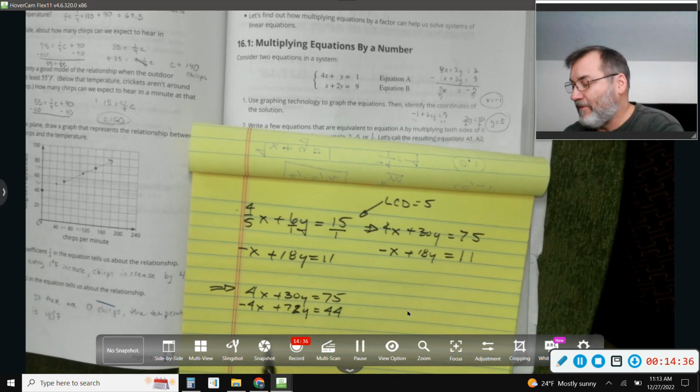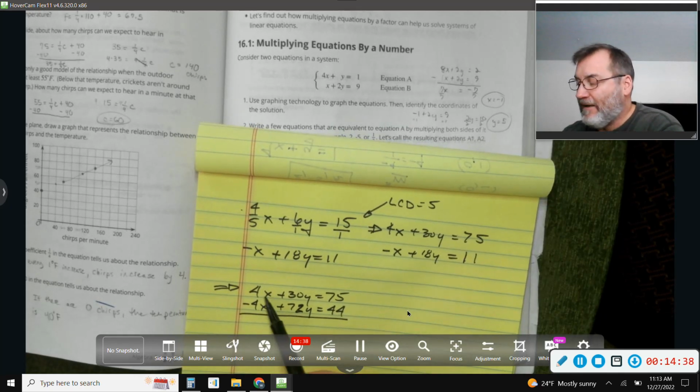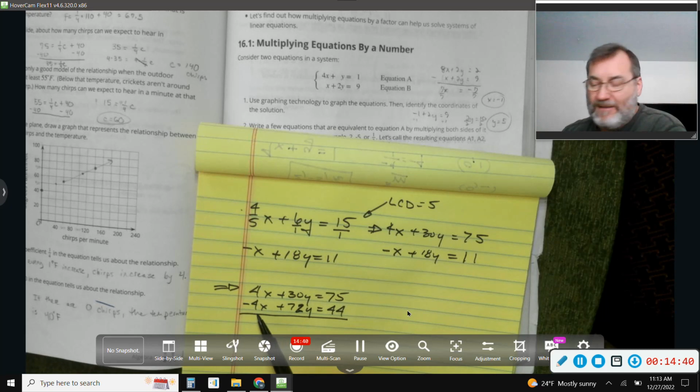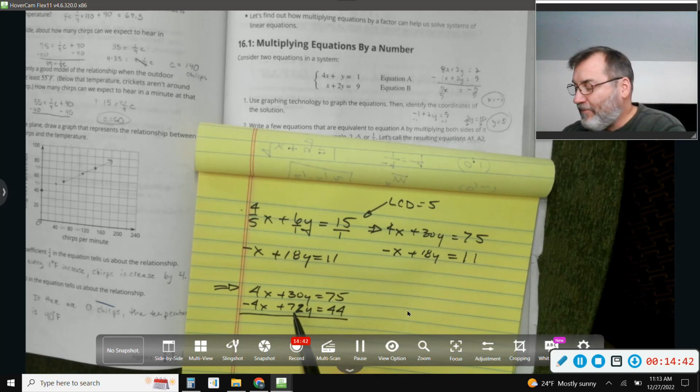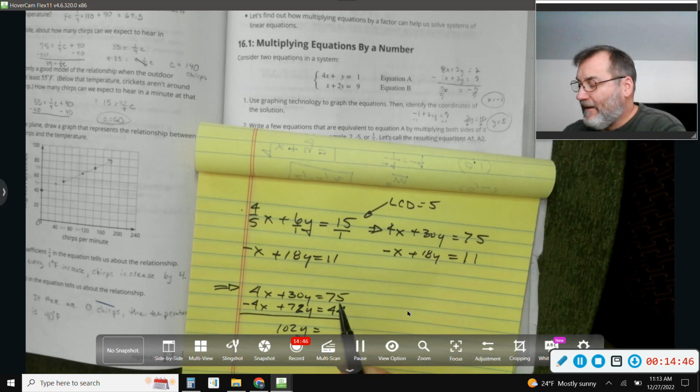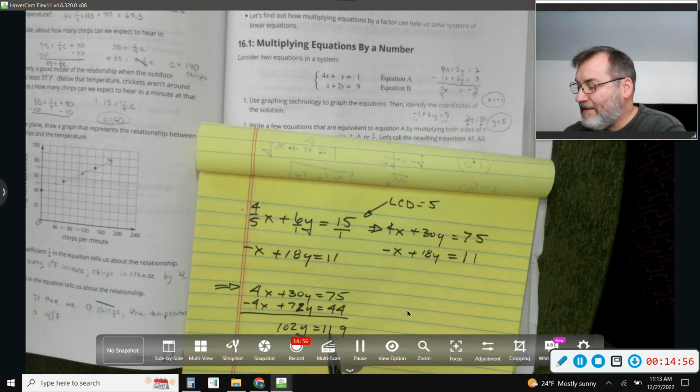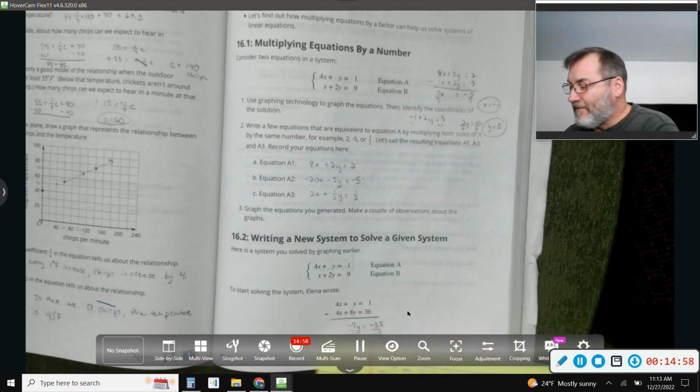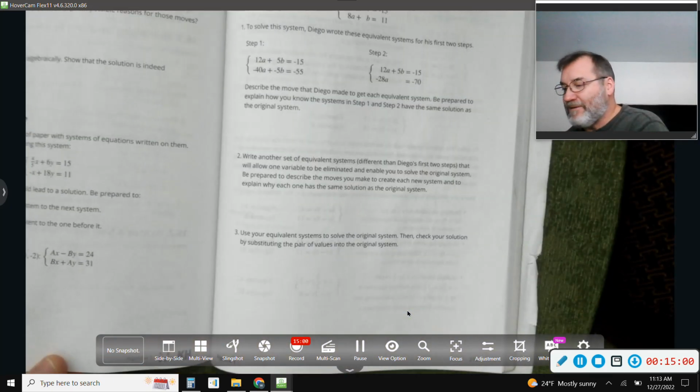Okay? So what do we got? Let's just add these things together. Well, 4x minus 4x is nothing. 30 plus 72 is 102y. And then if I add this, 5 plus 4 is 9. 7 plus 11 is 119. Okay, so that's kind of screwy numbers.